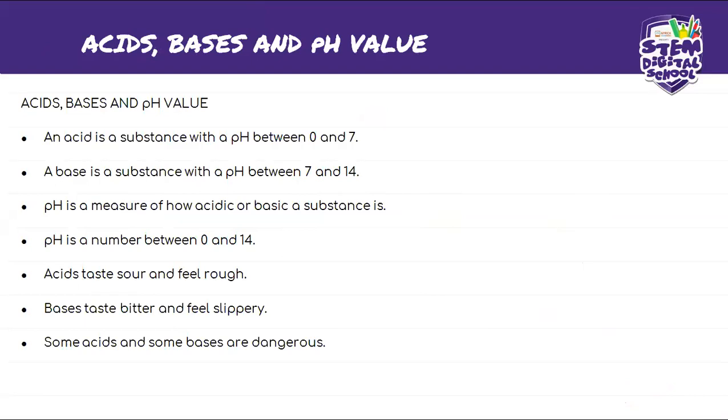From a few days ago, we looked at acids, bases and the pH value. We said an acid is a substance with a pH between 0 and 7. We also said that a base is a substance with a pH between 7 and 14. pH is a measure of how acidic or basic a substance is, and it is a number between 0 and 14. Acids taste sour and feel rough, and bases taste bitter and feel slippery.